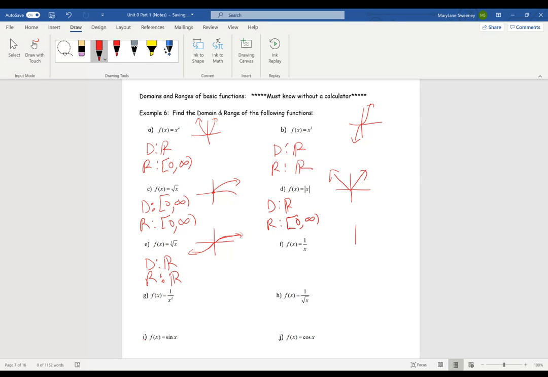1 over x, that is your reciprocal function. Looks somewhat like this. Domain and range are all reals except for 0. This has a vertical asymptote at x equals 0 and a horizontal at y equals 0.